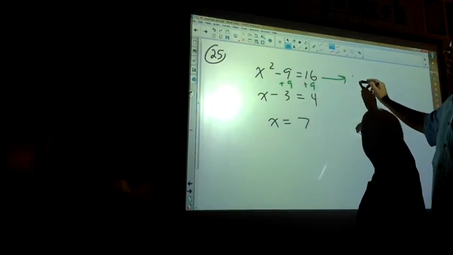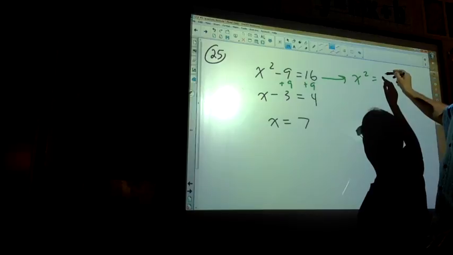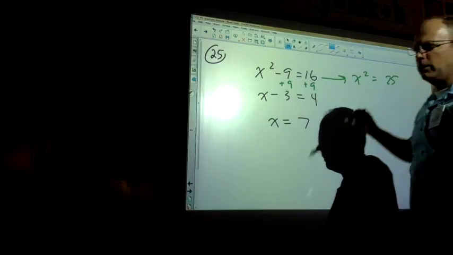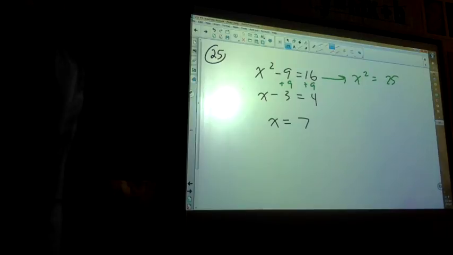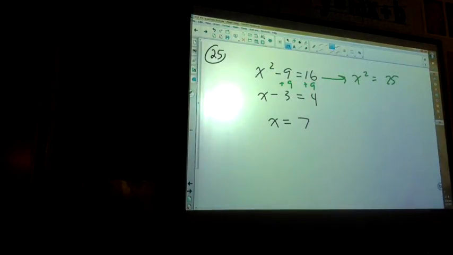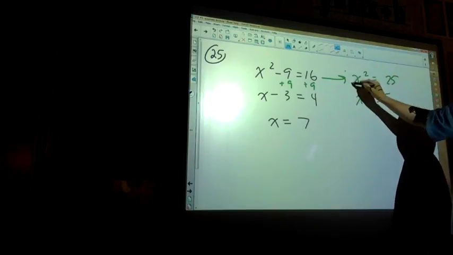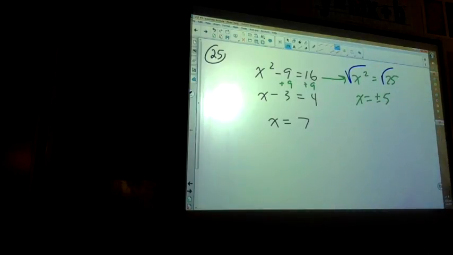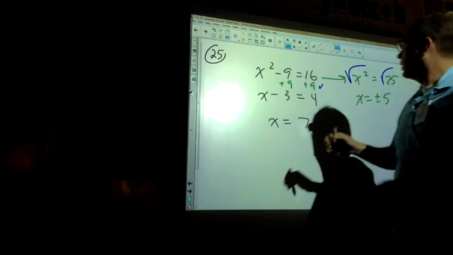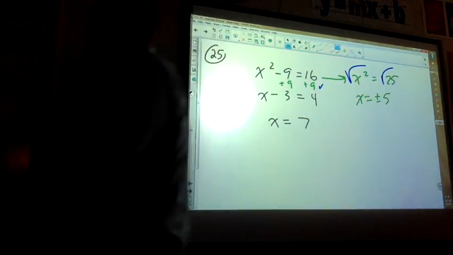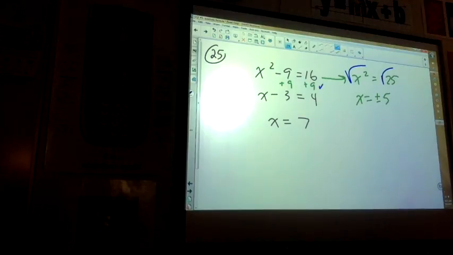Does that work? So I get x squared is equal to 25. So that looks like the first place the error would have taken place, and then the answer would have been plus or minus 5. Because if you take the square root of both sides, plus or minus 5. There's 2. Anytime you take the square root of both sides, you get a positive and a negative component for it. Okay?